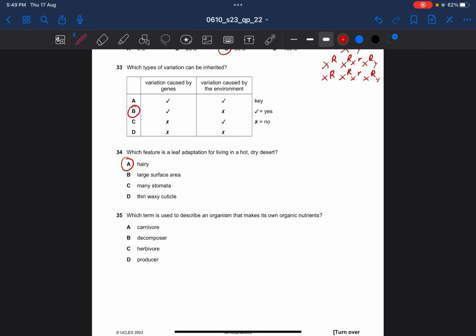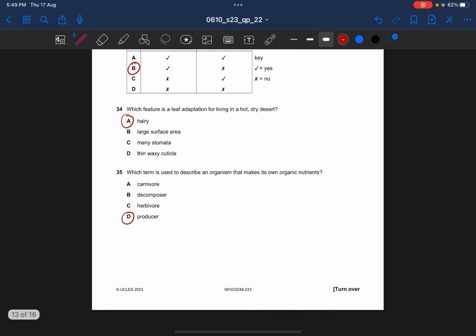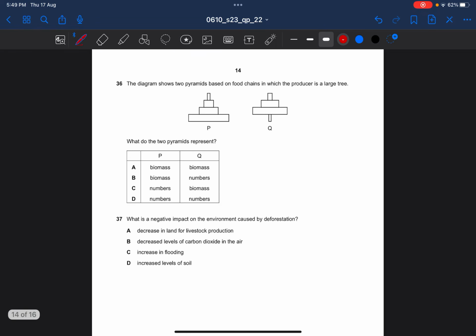This is basically producer, because producers make their own food, which is organic naturally. Okay. Question 36. The diagram shows a pyramid based on food chains in which the producer is a large tree. What do the two pyramids represent? So remember that the pyramid of biomass is always a triangle form, but a pyramid of numbers is not always a triangle form. So the answer would be B.